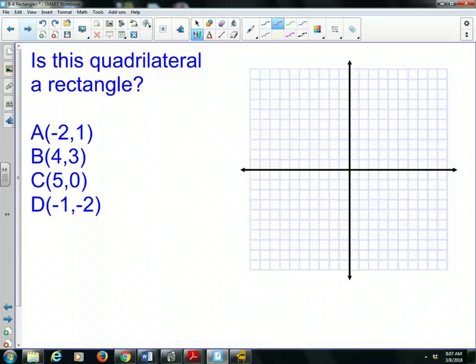A is negative 2, up 1. B is right 4, up 3. C is 5, 0. And D is left 1, down 2.